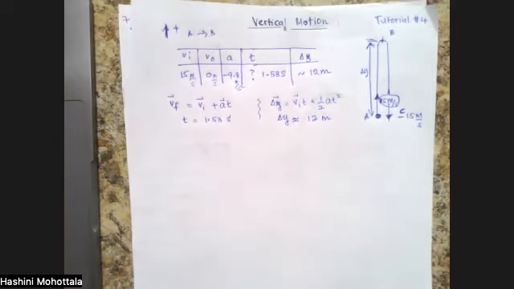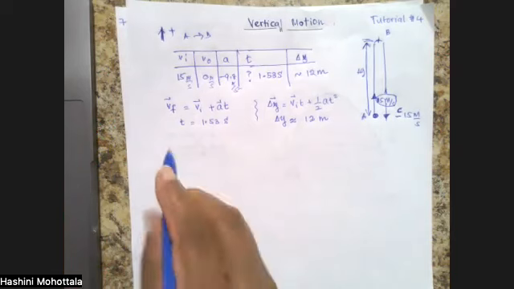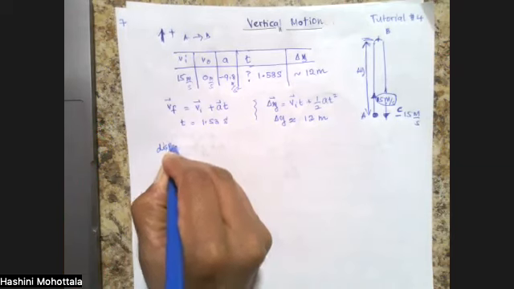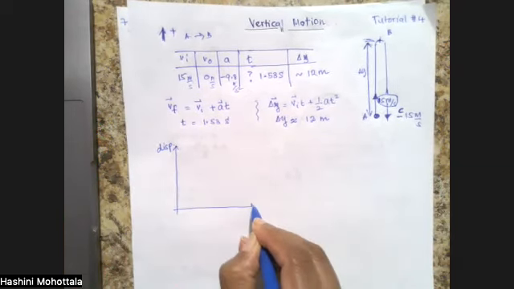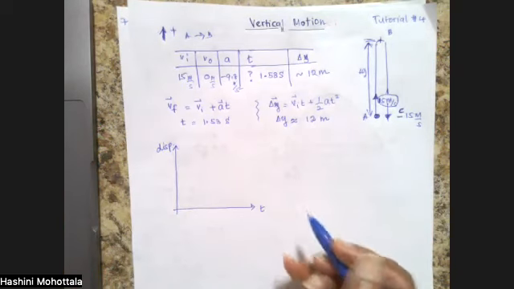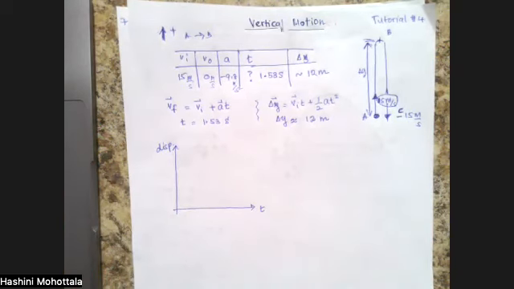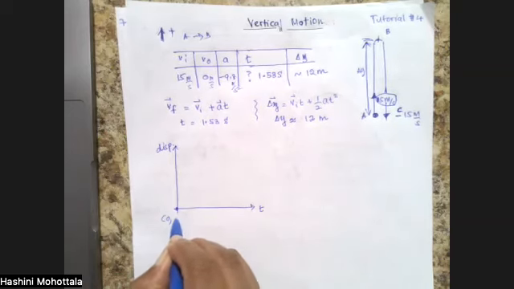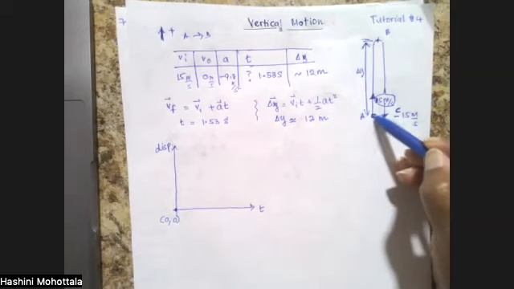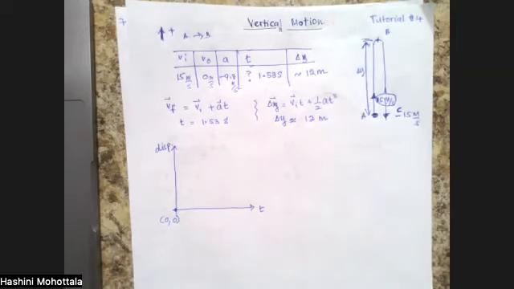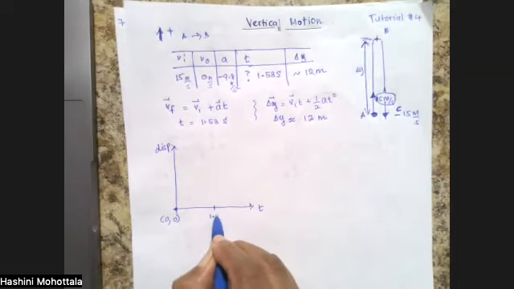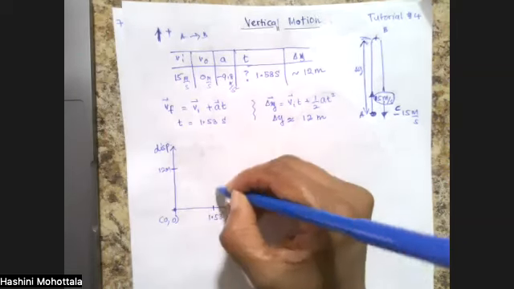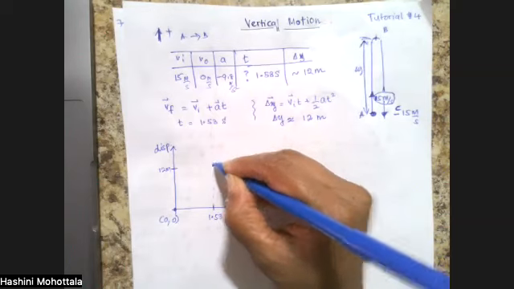So we were supposed to draw the displacement versus time graph. Let me draw the axes. This is the displacement, and here I have the time axis, right? When you have something like this, the best thing is to mark the coordinates. The first coordinate we know is when time equals 0, the displacement is also 0, right here at point A. And then when time equals 1.53, the displacement is 12 meters, and if you mark the coordinate, it is somewhere over there.